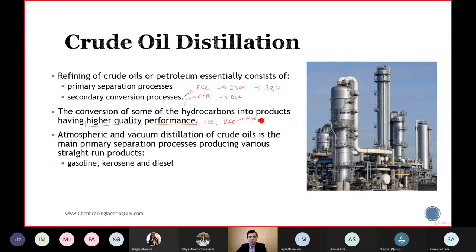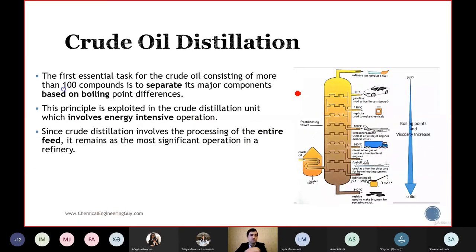Atmospheric and vacuum distillation of crude oils is the main primary separation process. So CDU and VDU are physical processes, because we only separate the products, there is no conversion, no chemical reaction there. This is the crude atmospheric distillation unit. So as I said in the previous session, crude oil consists of thousands of compounds and more, and we have to separate them based on their boiling points.